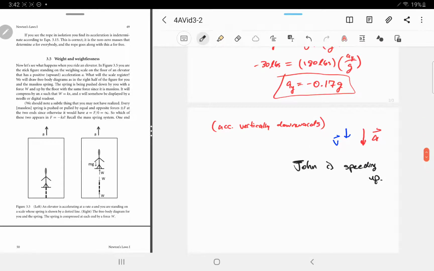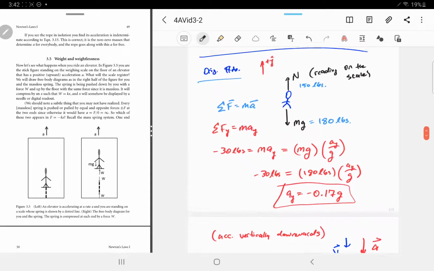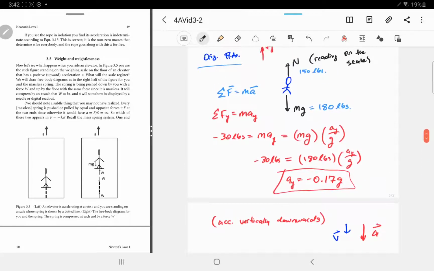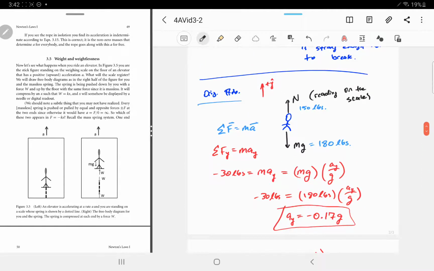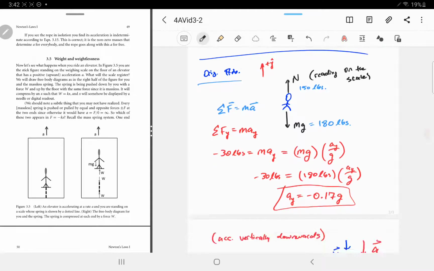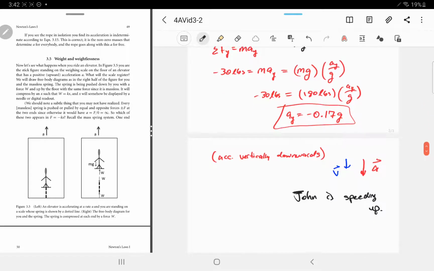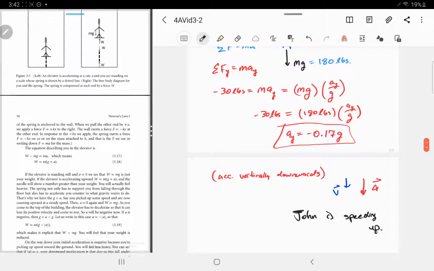So John's speeding up. This is at the first moment when he's moving down. You could probably also reason what's going to go on right before John gets to the ground floor. This N is going to have to increase to something beyond mg in magnitude in order for John to slow down and come to rest. So he's going to feel a little bit heavier than he normally does. And you know this from an elevator, right? When you get to the ground floor, you feel a little bit heavier for a moment right before the doors open again.